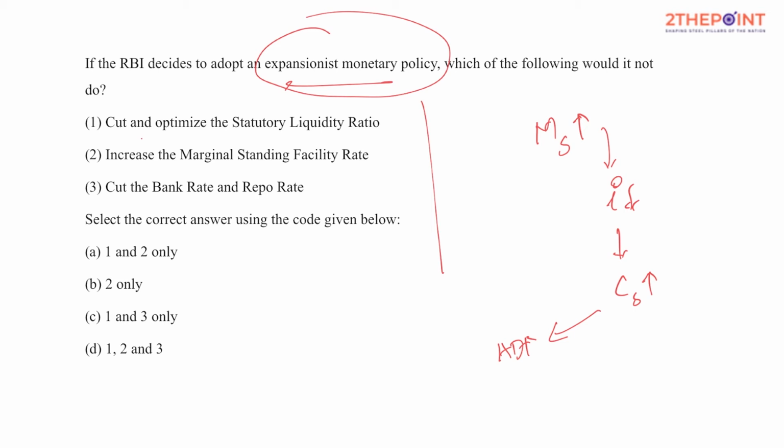If the RBI decides to adopt an expansionary policy, which of the following would it not do? Most of you might neglect this word not, and that really throws you in a trap. So it would not do. It's not asking you what it would do. So ideally what it would do, cut and optimize SLR, isn't it? If there is no not, this would be the right answer. Increase the MSF rate, isn't it? I am just trying to assume there is no word called not. In such a case, increasing MSF would not be an expansionary policy, it's a contractionary policy, isn't it? Cutting the bank rate and repo rate again results in expansionary policy. So what do you think it would not do is this, isn't it?